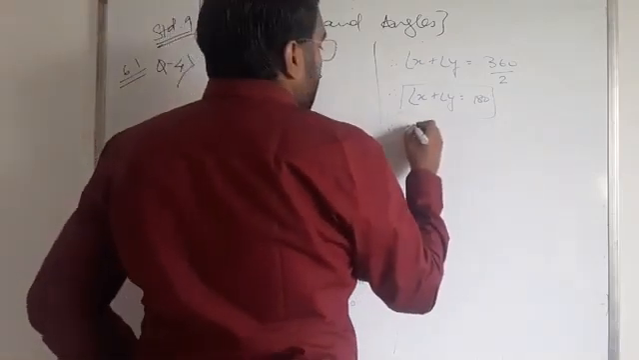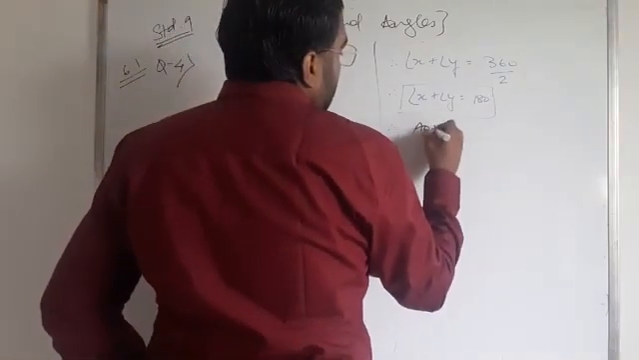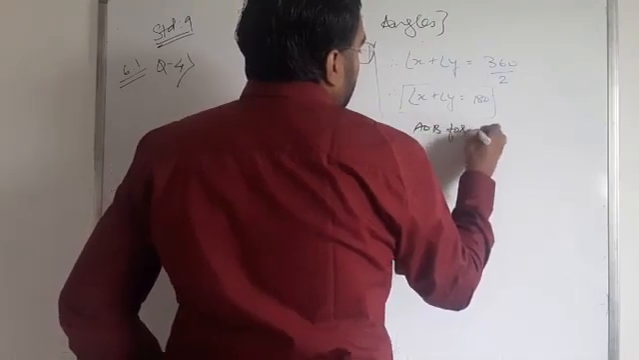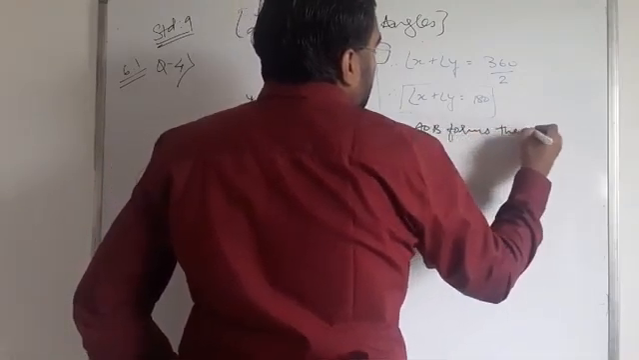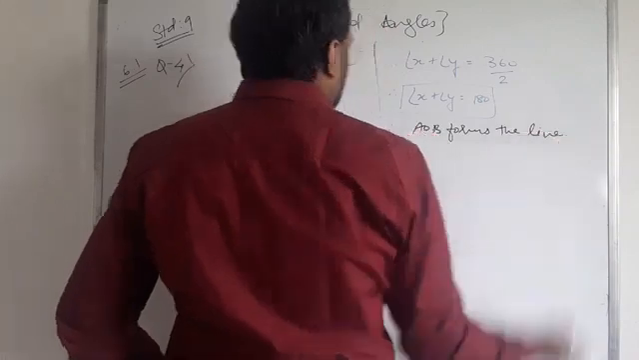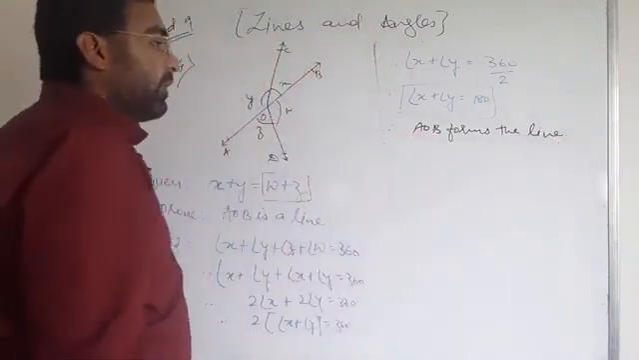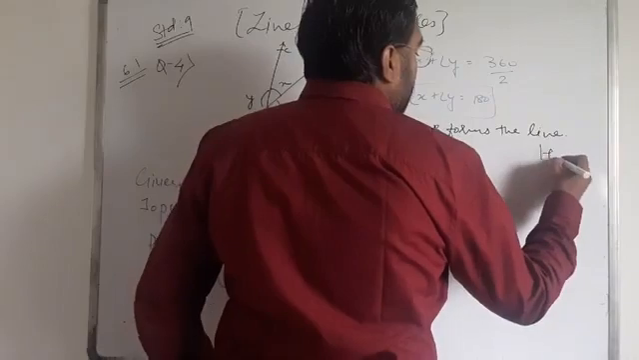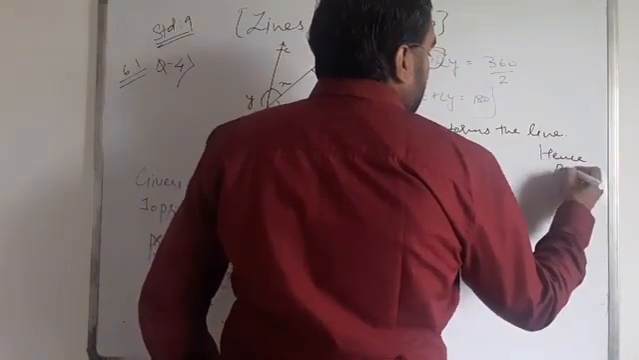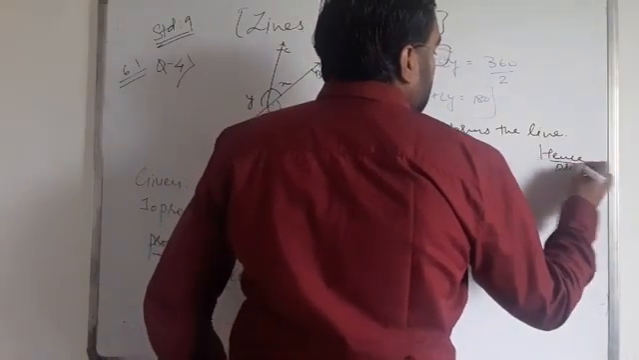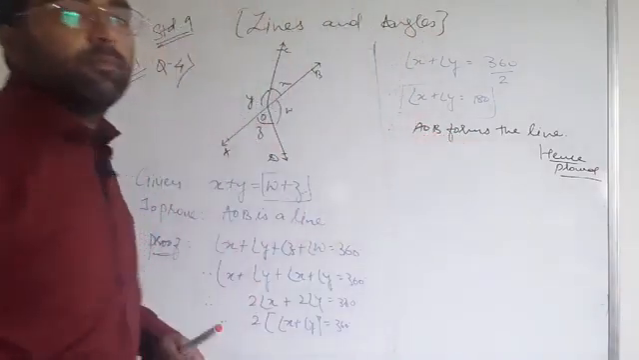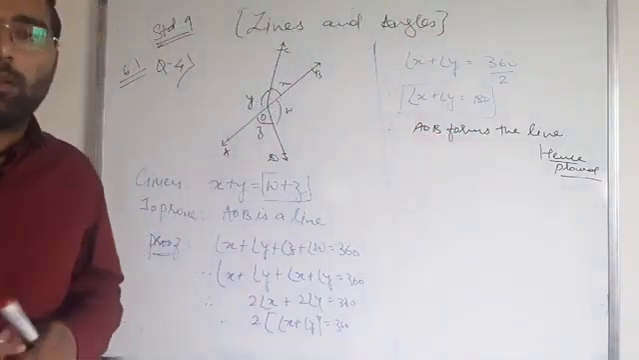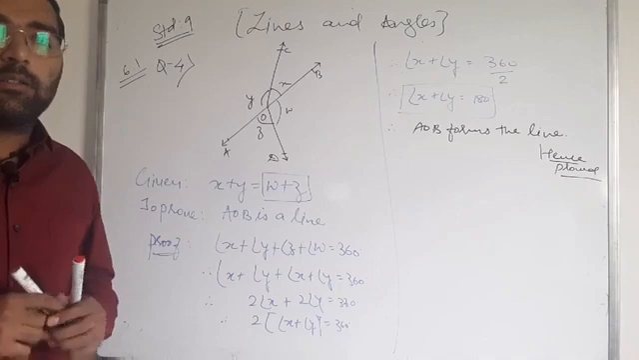Therefore AOB forms the line, and hence proved. Clear, students? Please note down here fast.